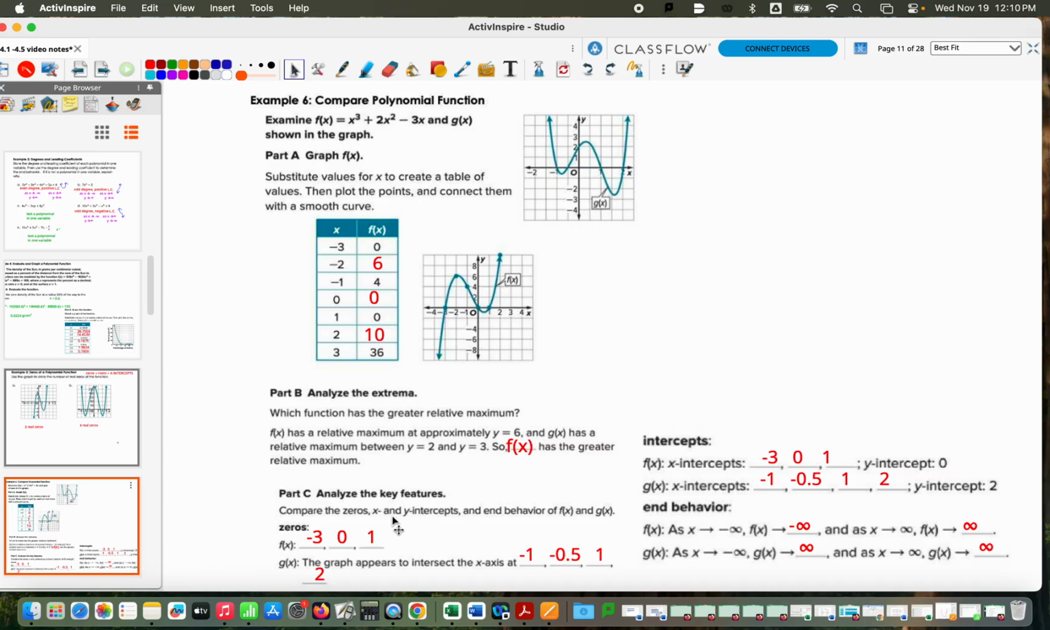Otherwise, you're just comparing other things like finding the zeros. Well, where are your x-intercepts? So -3, 0, and 1 for the f of x, and then -1, -0.5, 1, and 2 for g of x. Your zeros are the same as your x-intercepts, so notice how these duplicate over here. They also found the y-intercept on f of x at 0, the y-intercept over here on g of x is 2. And then just the behavior. Notice they do have different end behavior. f of x, as x gets more negative, it goes down to negative infinity. As x gets bigger, it goes to positive infinity. And then g of x, both ends are going to positive infinity.